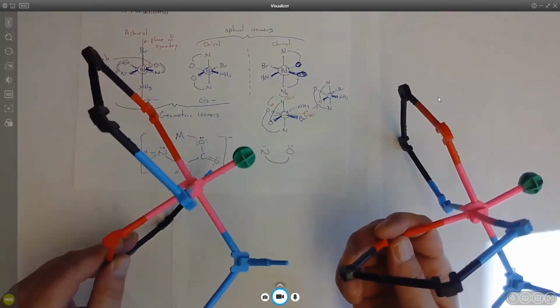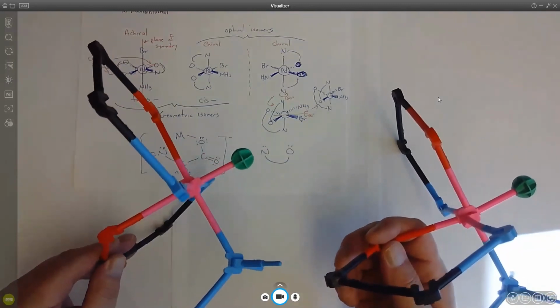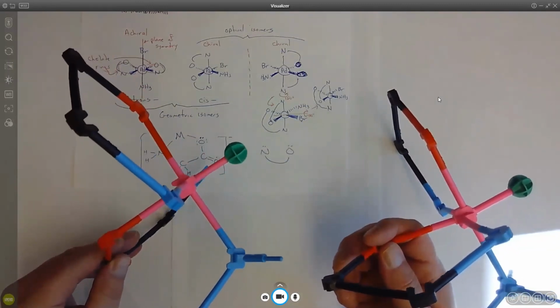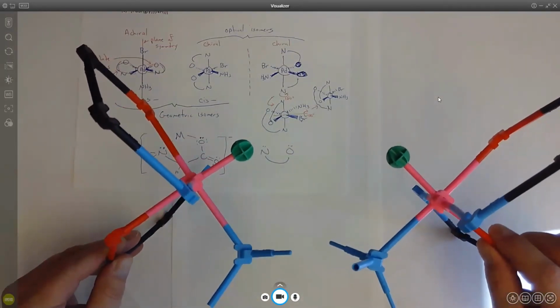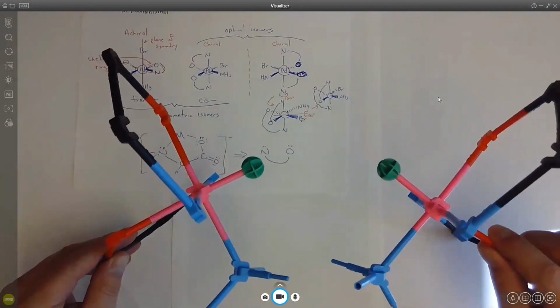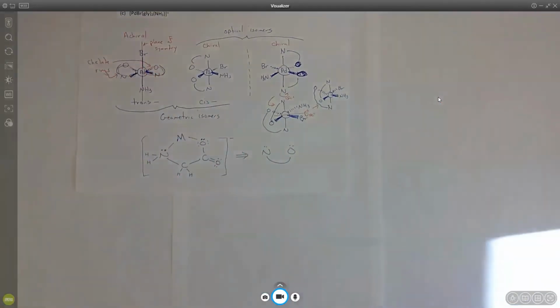So they are not the same molecule. There's no way to rotate them. So they are for sure optical isomers. They have a mirror image, but there's no way to rotate them so that they are the same molecule.